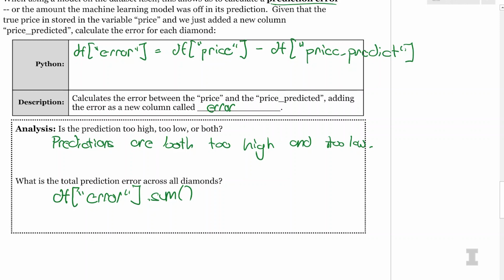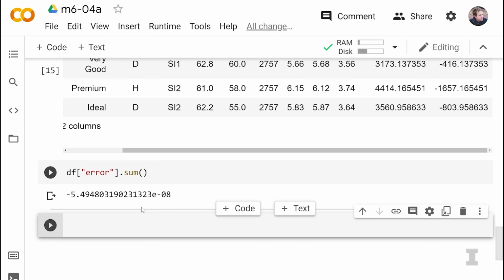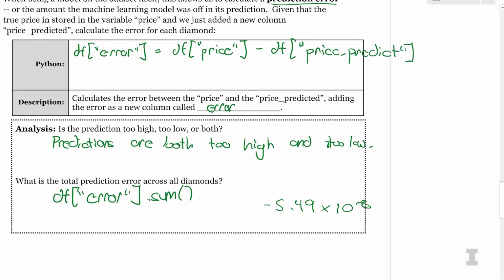Let's find the total error. If I add up all the positives, all the negatives, all the total errors across all of these different diamonds, what's the total error, Carly? So I actually get negative 5.49 times 10 to the negative 8. So essentially 0. For 10 to the negative 8, I move the decimal point 8 positions to the left. So that's going to result in 7 zeros, 549.